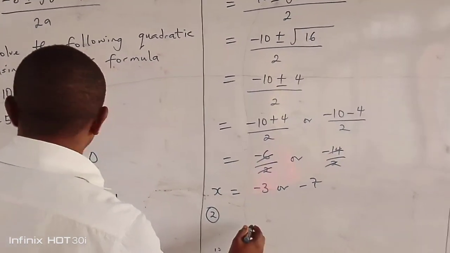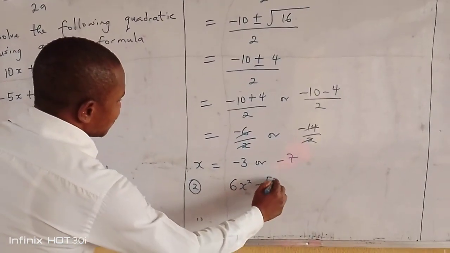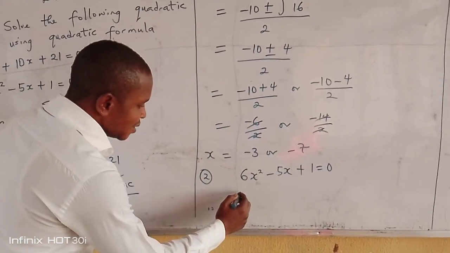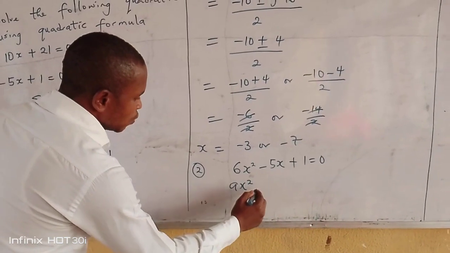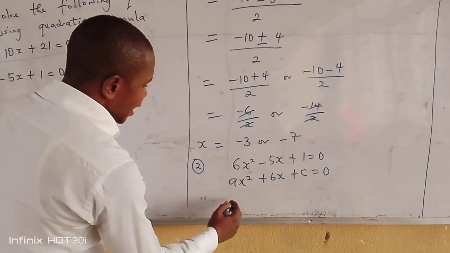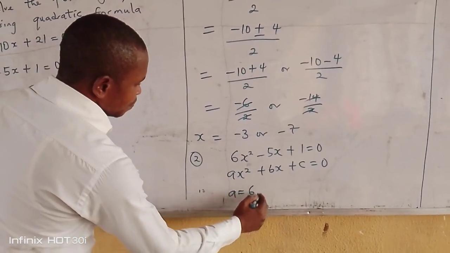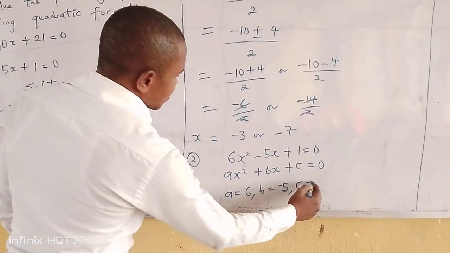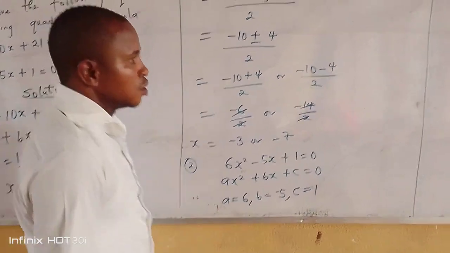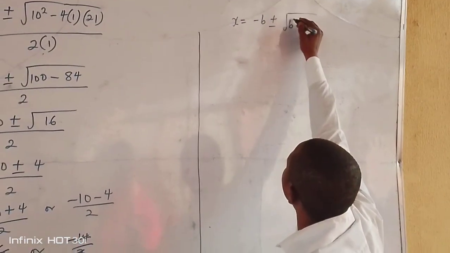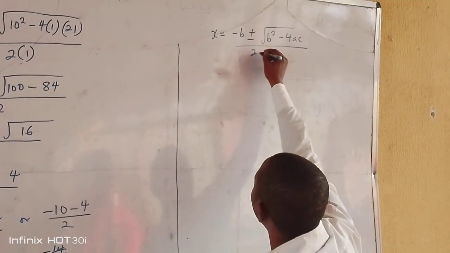Then question 2. We have 6s squared minus 5s plus 1 is equals to 0. So by the time we compare this with the standard form of quadratic equation, which is as squared plus bs plus c is equals to 0. So a here will be 6, b is minus 5 because the coefficient of s here is minus 5, and c is equals to 1. So we are going to apply the formula. We have s is equals to minus b plus or minus square root of b squared minus 4ac over 2a.